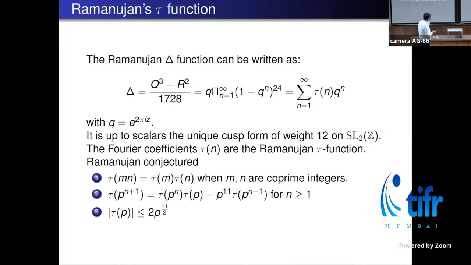Then there's a more complicated formula for tau p to the n plus 1: tau p^n times tau p, times some correction term, or minus p to the 11 times tau p to the n minus 1. And then there's this remarkable observation that tau p is conjectured, he conjectured, to be less than or equal to 2 times p to the 11 by 2, 5.5. The exponent is 5.5.